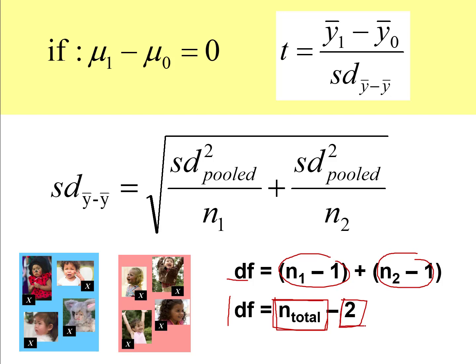In previous situations, our degrees of freedom was always simply n minus 1, but now we've got two groups. Essentially, we're calculating a mean for each of these two groups, and so because we have two groups, we're losing 2 degrees of freedom. So our degrees of freedom are now total sample size minus 2. And with that information, you could then determine the probability of your t-value.